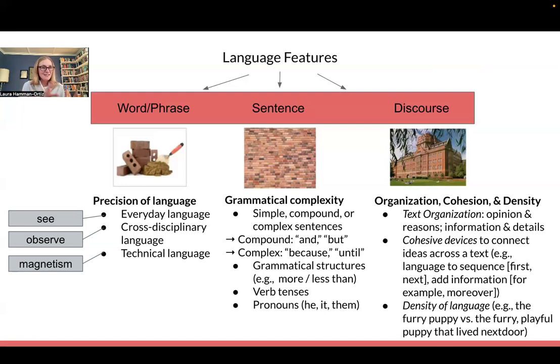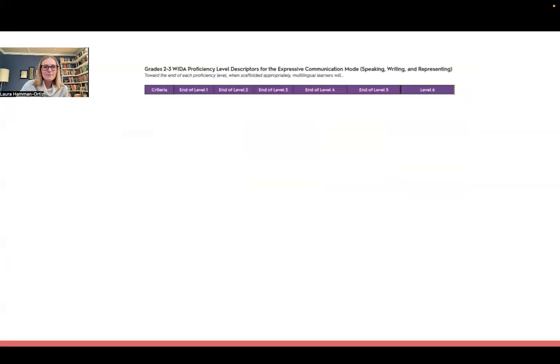We need to use devices that help organize our ideas into coherent subtopics: where wolves live, what wolves eat, what wolf families look like. And then density of language, how much information you're packing into sentences. So this is how we can think about the language that students are developing, and supporting them along the way.